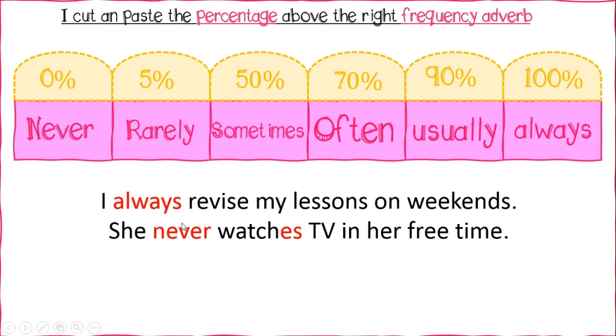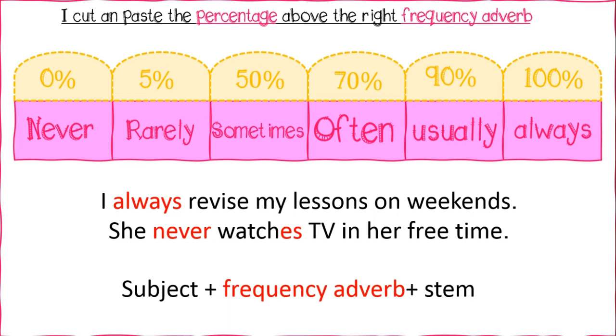So what's the position of these adverbs of frequency? Did you find it? So, frequency adverb is placed between the subject and the stem. When I say subject, I, she. Or, for example, Pierre, Ali, Ahmed, Layla, we, they. This is the subject. Then you put your frequency adverbs, then the stem. I said before, it's a verb without to.